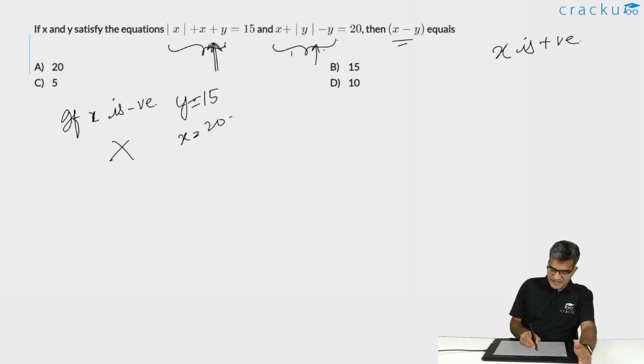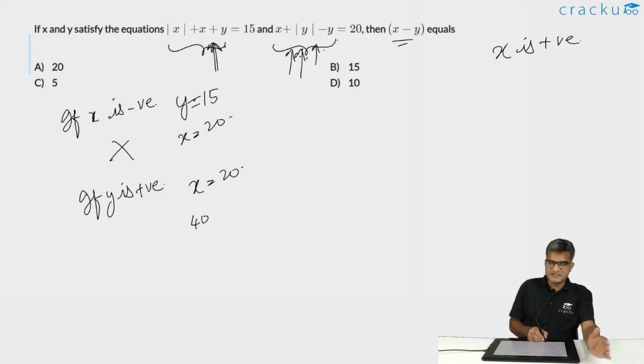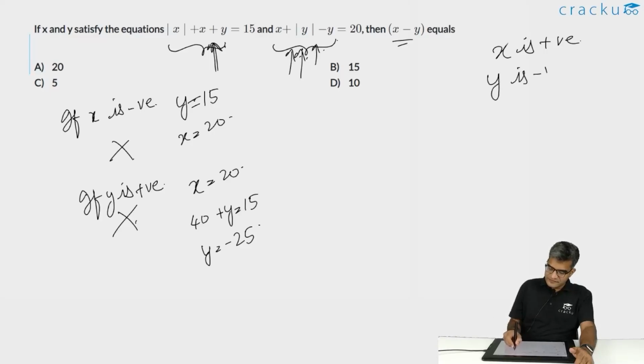Similarly, from the second equation, if y is positive, then modulus of y will be equal to y. Therefore, from the second equation, x will be equal to 20. And then if you substitute it in the first equation, you are going to get 40, which is modulus of x and x, both of them, plus y is equal to 15, or y will be equal to minus 25. This is also not possible because in this case, we consider y to be positive. This would imply that y is negative.